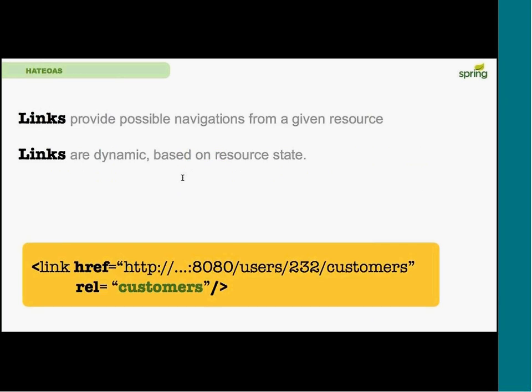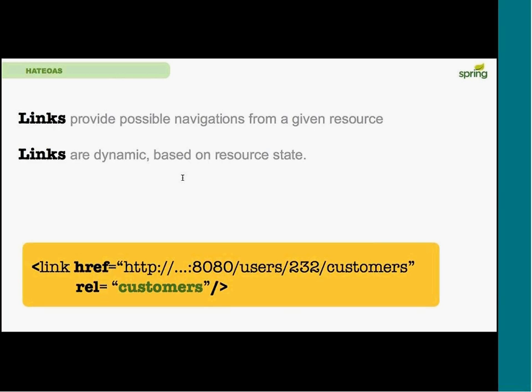In practice, what does that mean? It means that instead of returning a user object from our controllers, we instead return something called a resource, which is an envelope, if you will. And the resource contains the payload, in this case, maybe our user data or customer data, as well as links. And these links are basically a mapping of possible navigations and the URLs that are associated with those navigations.